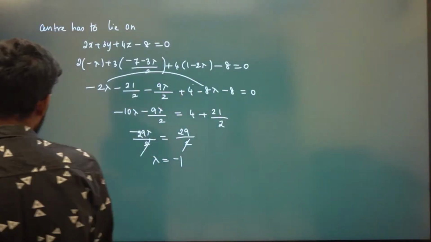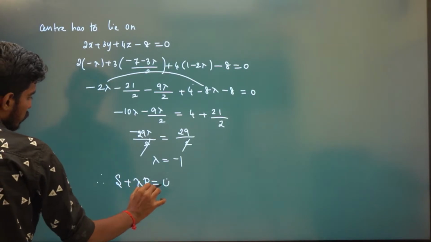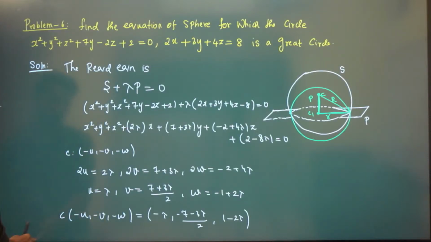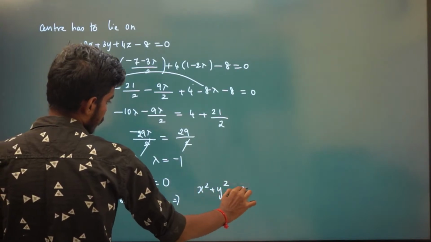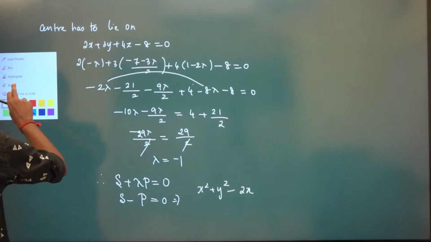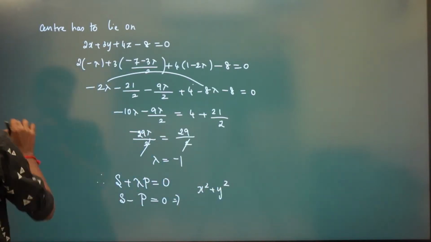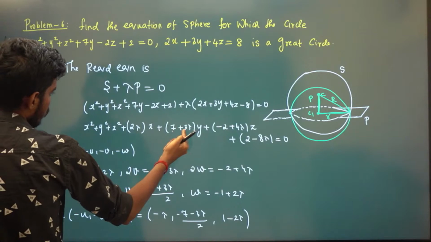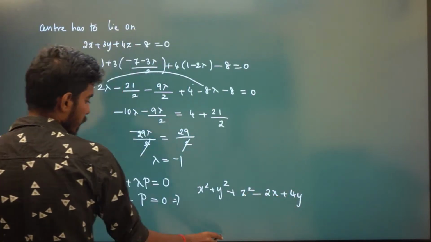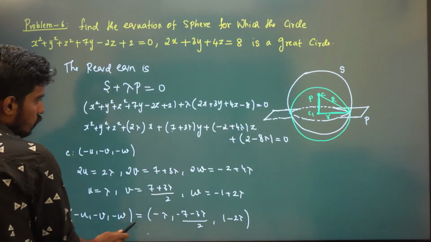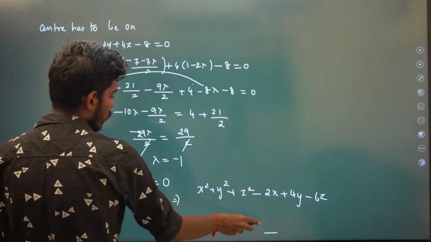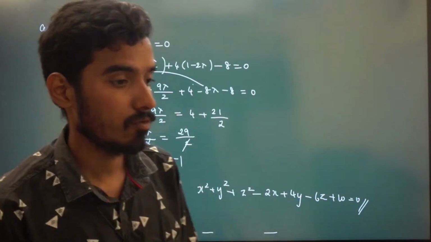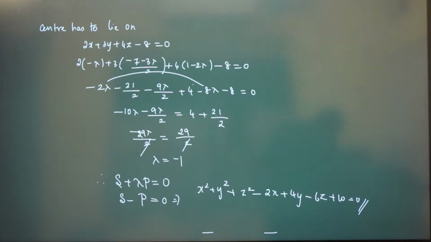So the required equation is S plus lambda P is equal to 0, so S minus P is 0, since lambda is minus 1. So x squared plus y squared plus z squared minus 2x. When lambda is minus 1, 7 minus 3 is 4, so we will have 4y. When lambda is minus 1, minus 2 minus 4 is minus 6. When lambda is minus 1, 2 plus 8. This is the required equation of the sphere for which that circle is a great circle.